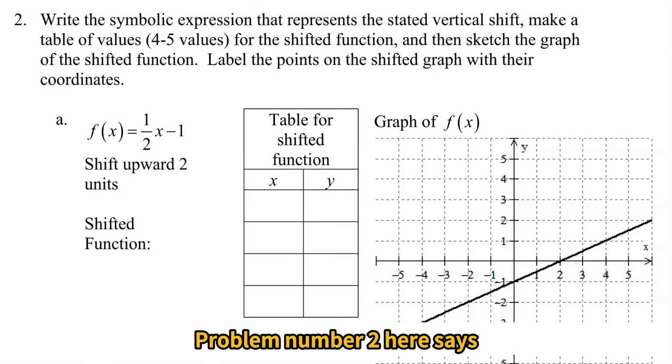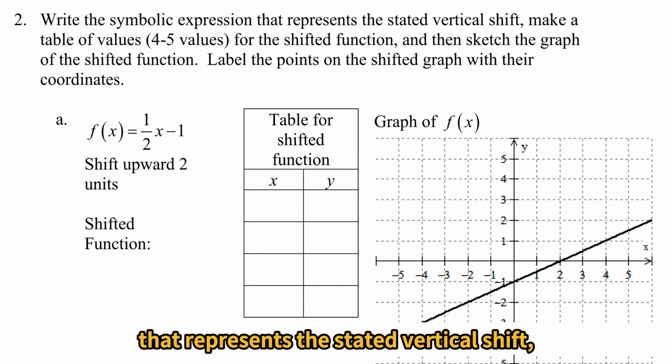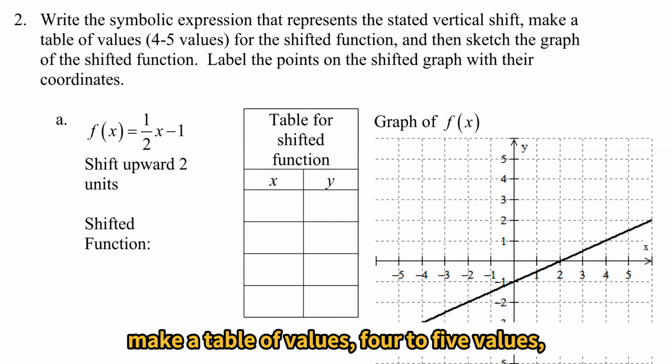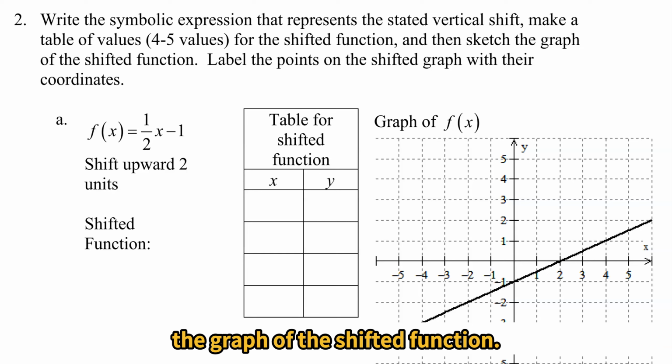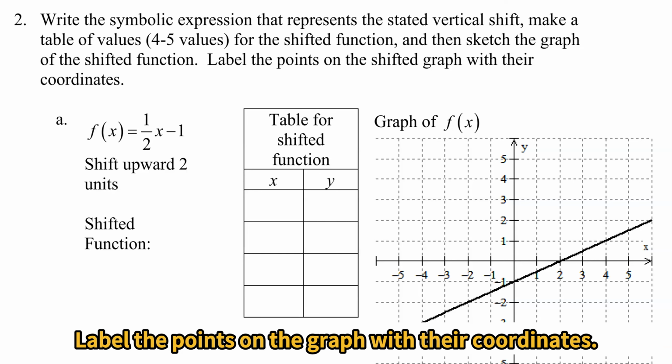Problem number 2 here says write the symbolic expression that represents the stated vertical shift, make a table of values for the shifted function, and then sketch the graph for the shifted function. Label the points on the graph with their coordinates.